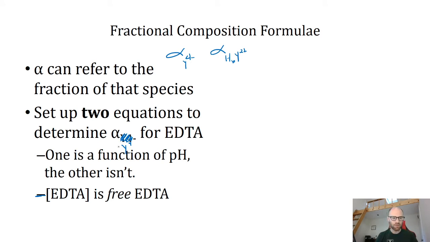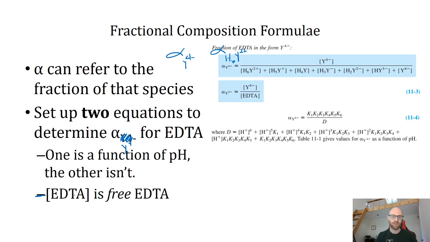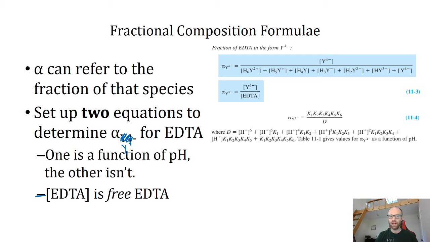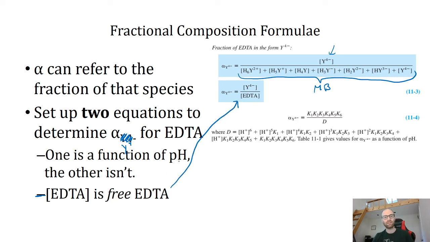Excellent. So hopefully the 2 equations you came up with are this. I'm going to erase my handwriting to get it out of the way. As we saw, in a purely mass balance form, the fraction that is in the form of Y4 minus would be equal to the concentration of Y4 minus at equilibrium divided by this whole big fraction, which is basically our mass balance. For the purposes of chapter 11, we're going to use this term EDTA in brackets to refer to all EDTA species that are not currently bound to a metal.